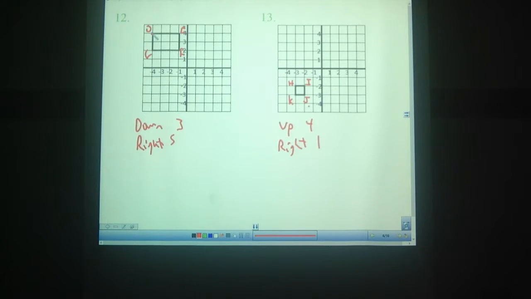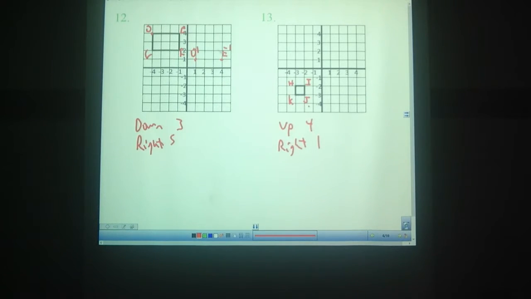Okay, the key to translations, one point at a time. We take point D, we move it down 3, 1, 2, 3, to the right 5, 1, 2, 3, 4, 5. So that's right there. And then we can take E and move that one down 3, 1, 2, 3, move it to the right 5, 1, 2, 3, 4, 5. And F. Oh, and label each point as you redraw it. D prime, E prime. By labeling it, that makes it easier to identify the right point in the right spots.